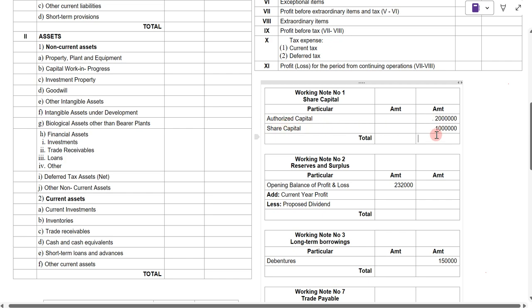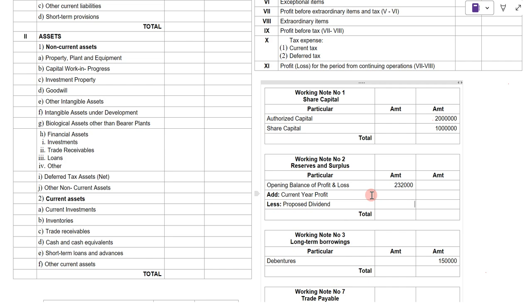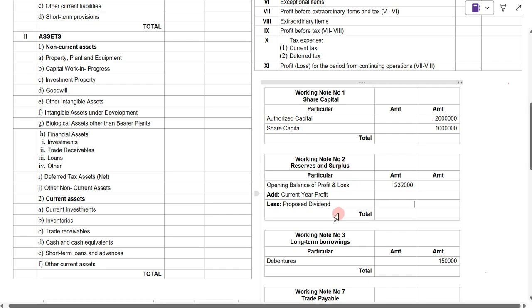Now, 5% on 10 lakh, on this 10 lakh. So how much do we get? We get 50,000. Okay, so where will you write this 5% dividend which we have got on the paid up capital, that is 10 lakh rupees? 50,000 is the dividend on the paid up capital. We have to write it in note number 2.